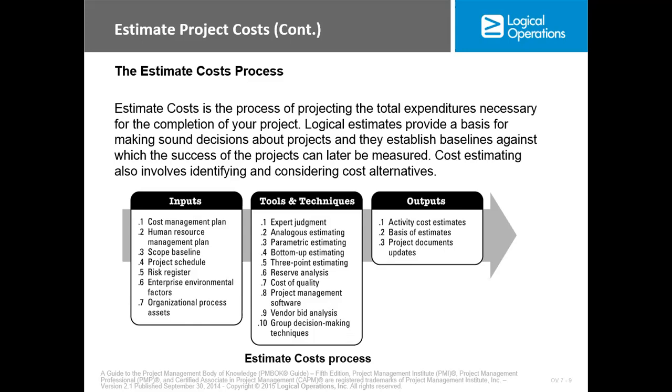Okay. Now, for input, we have the cost management plan, human resource management plan, scope baseline, project schedule, risk register, enterprise environmental factors, and organizational process assets. Tools and techniques, we have expert judgment, analogous estimate, parametric estimate, bottom-up estimate, 3-point estimate, reserve analysis, cost of quality, project management software, vendor bid analysis, and group decision-making techniques. Then the output at the end of the day will be activity cost estimate, basis of estimate, and project document updates.